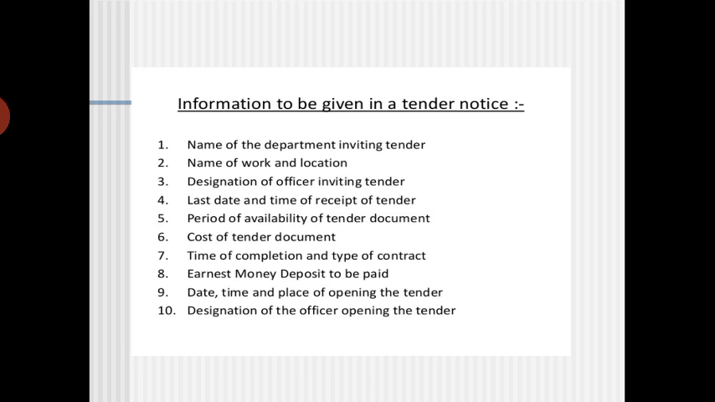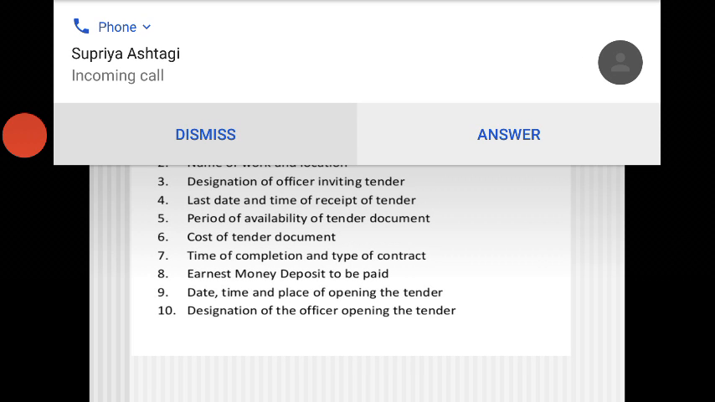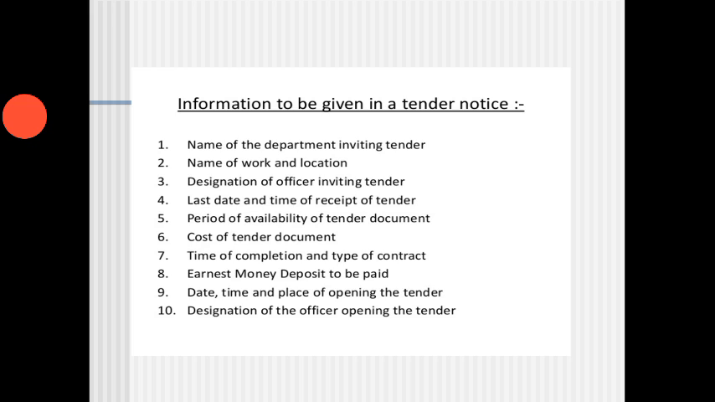Last date and the time of receipt of a tender. Period of availability of a tender document, the time you have to specify there. Cost of the tender document, what will be the cost of the tender document. And then the time of completion and the type of contract, how much time is required for completion of the tender, and the type of contract you have to give.